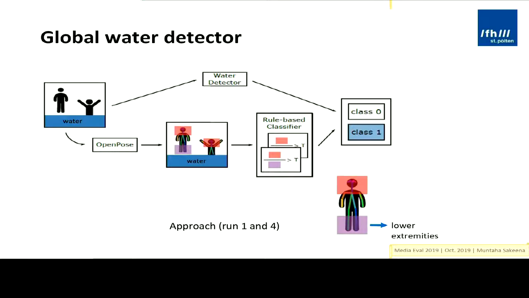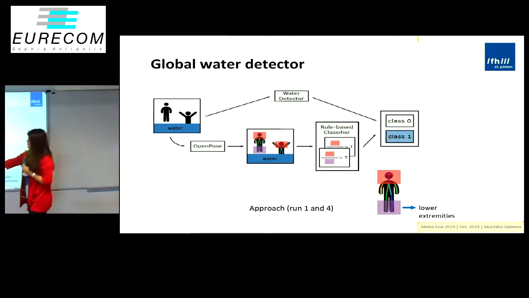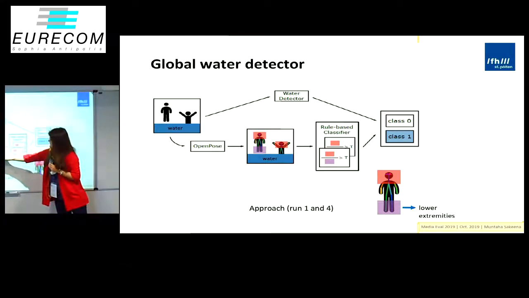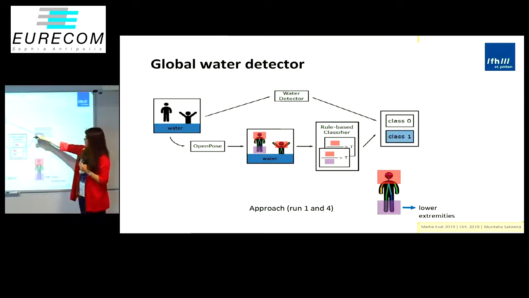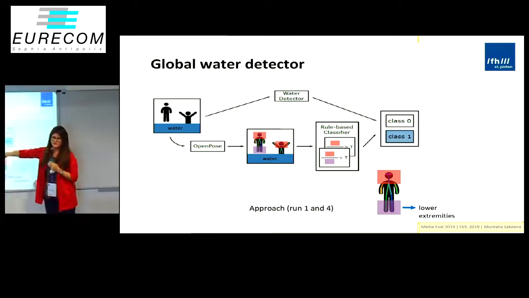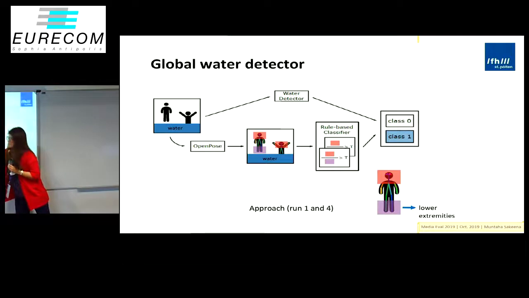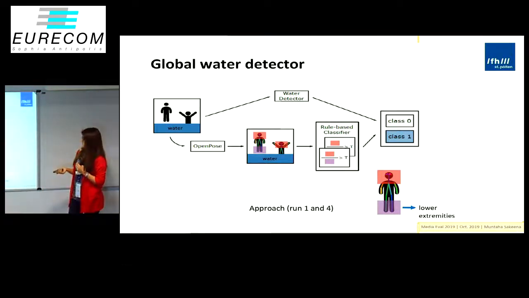Further, we used two approaches. One was the global water detector, and the other was the local one. In the global one, we use OpenPose and a water detector in parallel. Again we use this rule-based classifier, and if both of the results are positive, we say that our result is positive, and we call this lower extremities, as I explained. We use this for our run 1 and run 4.